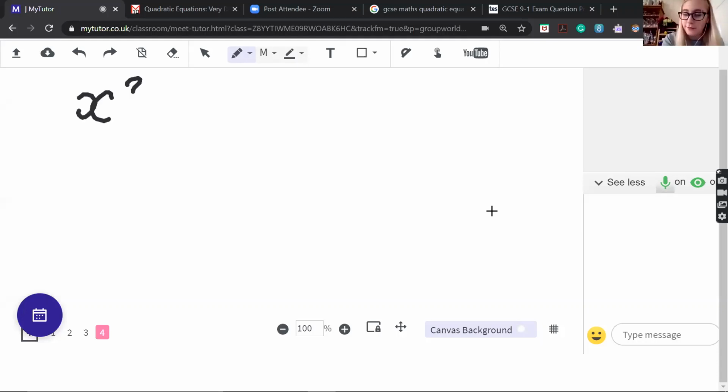So let's say we have something like this: x squared minus 8x plus 5. Now we can't factorize this. A quick bit of trial and error will tell you that. So we'll have to try something else.